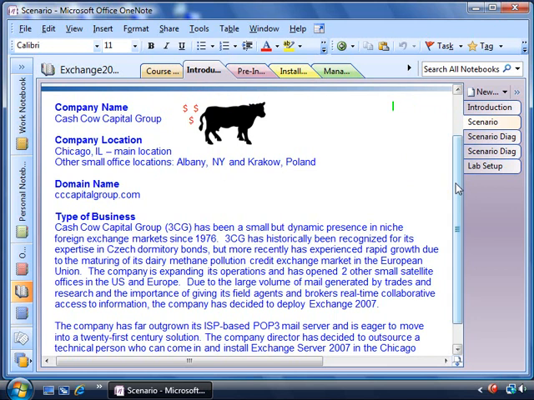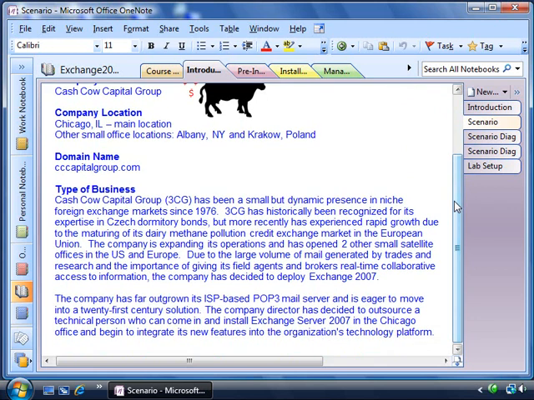What kind of business is this anyway? Well, they're a financial services business, primarily focusing on foreign exchange markets for a long time. In the past, they were known experts in the Czech dormitory bond market. But more recently, due to new markets and opportunities brought in by global warming, they've moved into the area of dairy methane pollution credit exchange markets in the European Union, where methane pollution credits are traded between dairy farms and other types of industry to try to comply with the Kyoto Protocol.